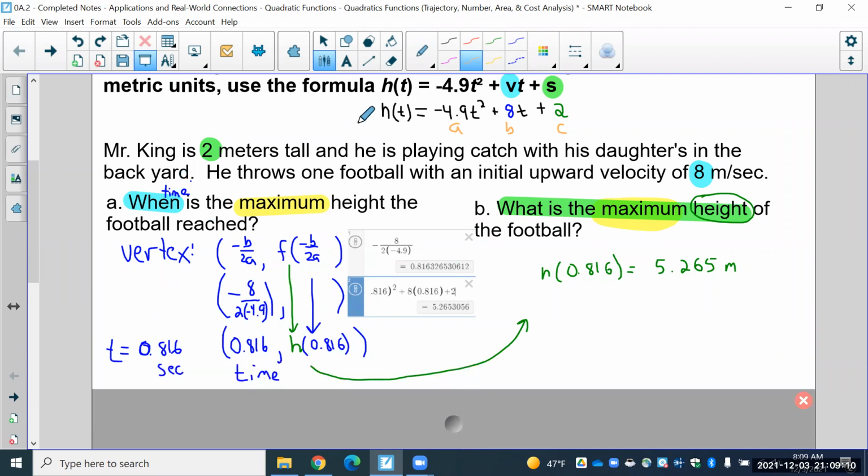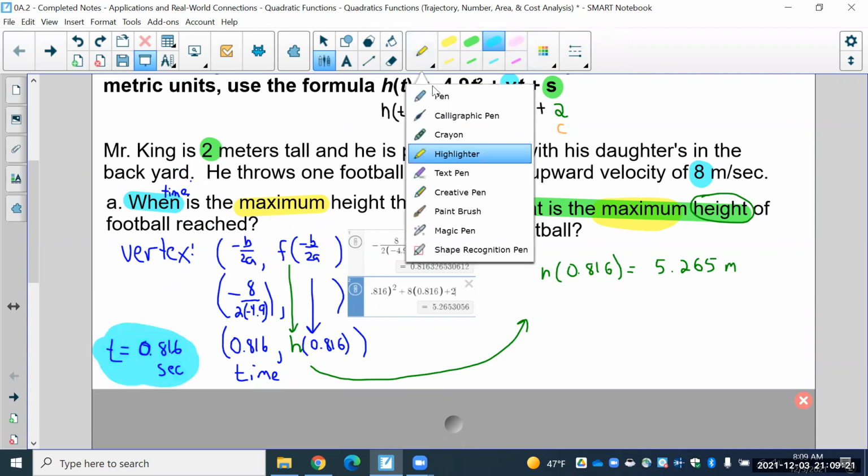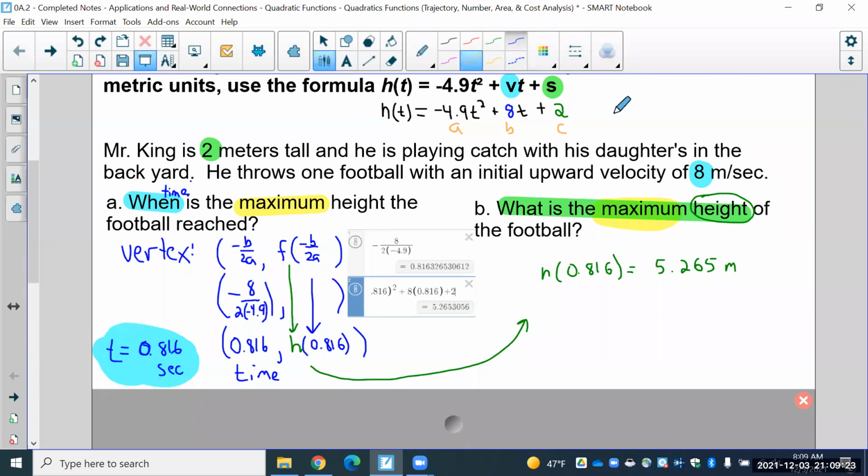The when is going to be this first value, right? It's going to be 0.816 seconds because that's the input. Remember, we talked a lot about inputs and outputs. And in this equation here, the input value for the entire problem is time. And so when you think about the fact that this right here is an input, then that's going to give you time at the end. Well, the output value is height.